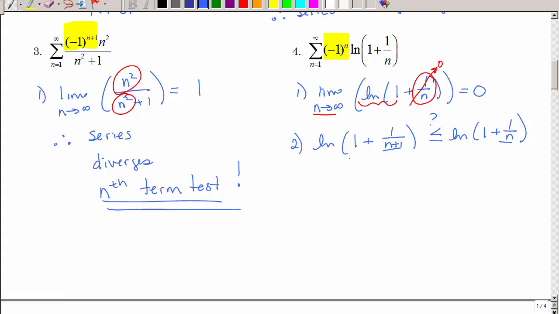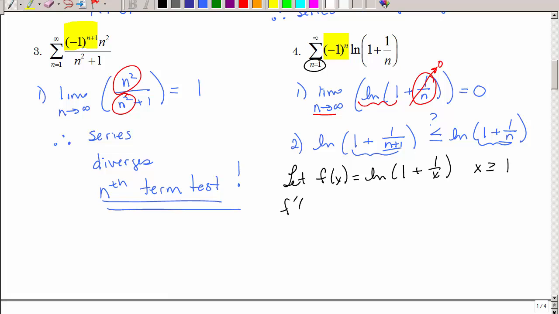So let's see. If that's true, 1 plus a smaller number is smaller than 1 plus a little bit bigger number. So I think you could say it's true, but let's just go ahead and make sure that it's decreasing. So how can we do that? We're going to let f of x be the corresponding function, the natural log of 1 plus 1 over x. And remember, we're restricting x to be greater than or equal to 1 because of that index.